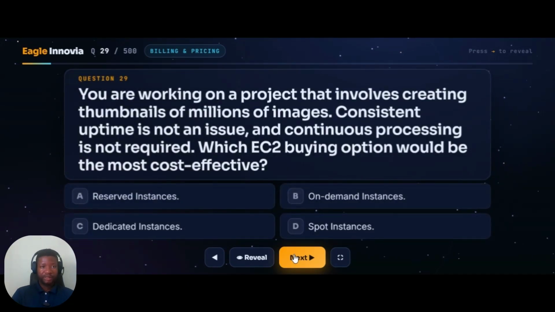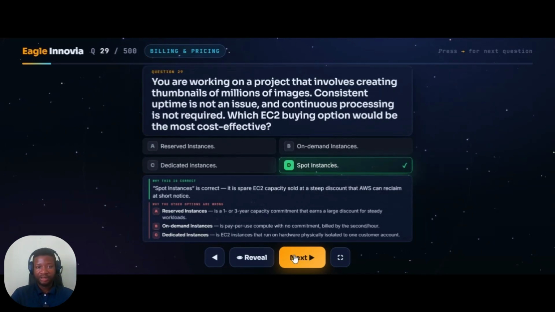Question number 29. You are working on a project that involves creating thumbnails of millions of images. Consistent uptime is not an issue, and continuous processing is not required. Which EC2 buyer option would be the most cost-effective? Options: A. Reserved instance. Option B. On-demand instance. Option C. Dedicated instances. Option D. Spot instance. The right answer here is spot instances.